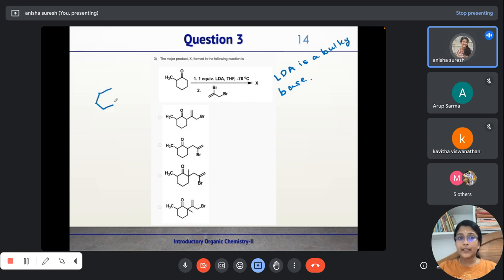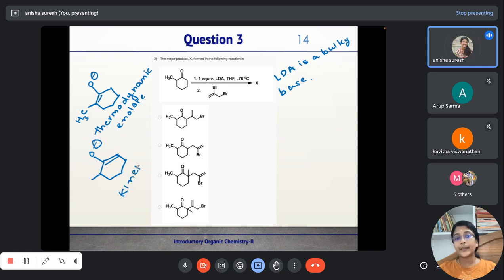So as an example, I can show here. If enolate is forming here, this is thermodynamic enolate. This is substituted enolate, right? So this will be the stable one. This will be the thermodynamic enolate. And this will be the kinetic enolate. It will be less substituted. Here we can see, here it is substituted at 3 positions only, but here substituted at 4 positions. So this is the kinetic enolate. This is the thermodynamic enolate. Since LDA is a bulky base, it will lead to formation of kinetic enolate only.